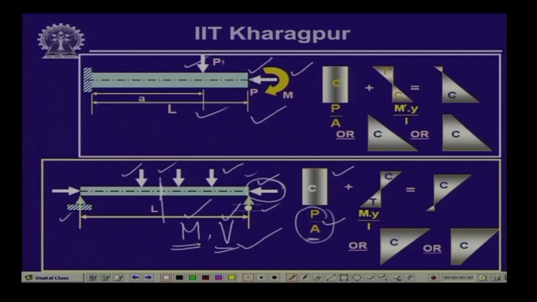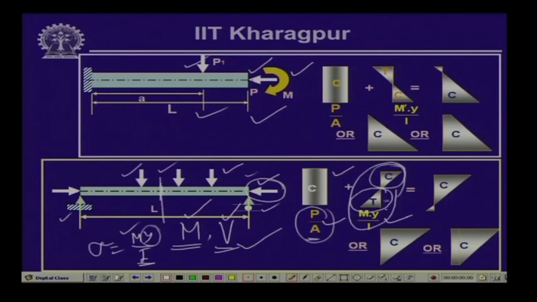Because of the bending, there will be bending stress which we evaluate from M y by I. As we have seen earlier, sigma is equal to M y by I, where M is the bending moment, y is the distance from the neutral axis at which you are computing the bending stress, and I is the moment of inertia of the cross section with respect to the neutral axis. As we have seen, this bending stress is zero at the neutral axis, and it causes compression and tension: the top part above the neutral axis is under compression and the bottom part below the neutral axis is under tension.